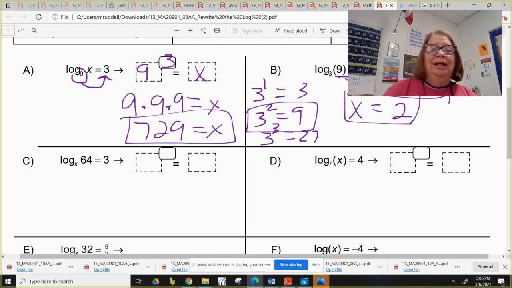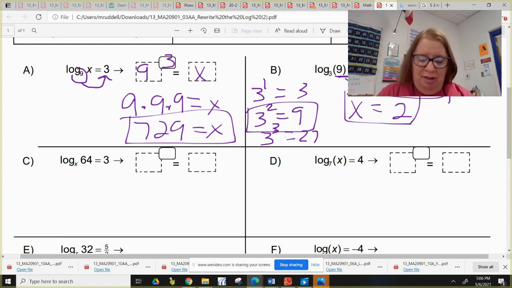Okay? What I'd like for you to do is pause this video, work out these others through like G, and then turn the video back on and you can check your answers. Okay? And then you can take a picture of your work and send it to me. I'm going to attach the PDF, but you can work it on your own paper if you want. All right, C.